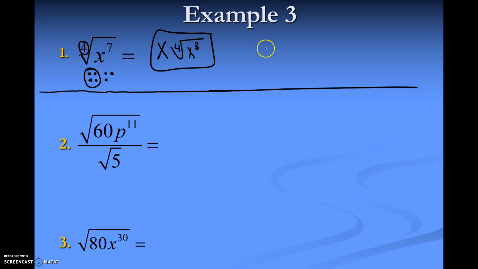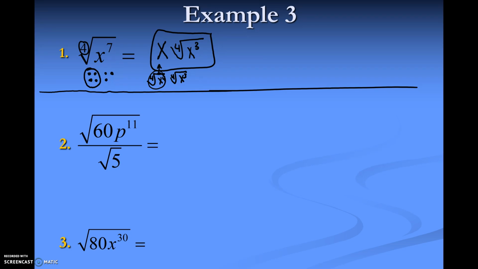The long way to do this would be to split this into the fourth root of x to the 4th, fourth root of x to the 3rd. This becomes the x, and the fourth root of x to the 3 stays under the radical. Do you want another one like that with a fourth root, or do you feel like you're good? Good? Okay.